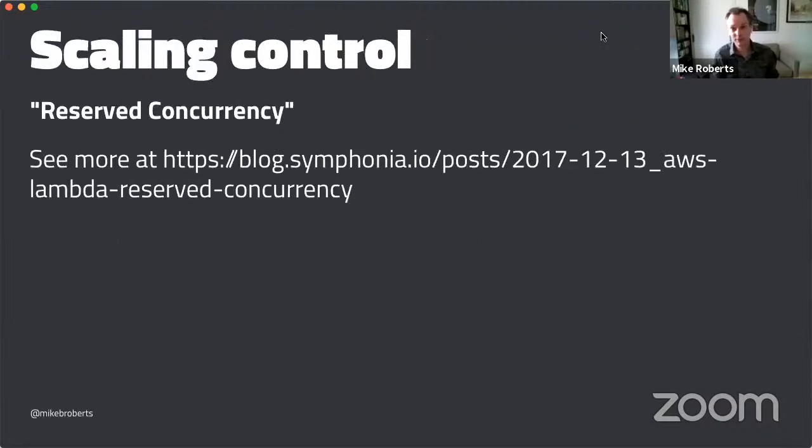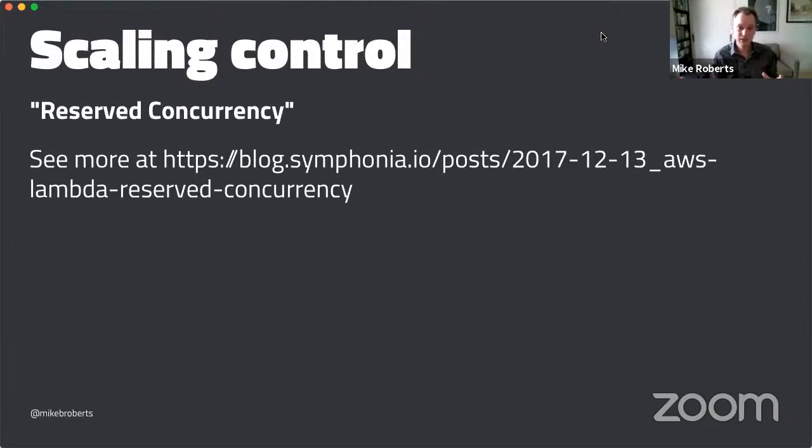Scaling control. I talked about how Lambda scaling is great and terrible at the same time. It's terrible because you can easily destroy a downstream database if you're not careful. One of the features that came out pretty soon after I gave my last talk, actually, so about 2.5 years ago, was that Amazon introduced a feature called reserved concurrency.